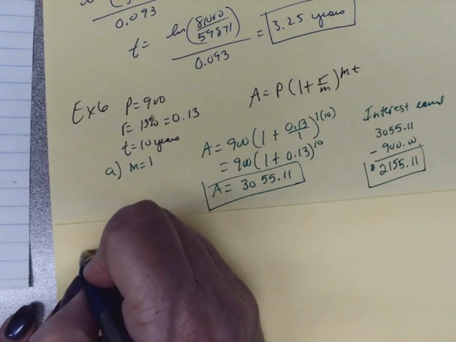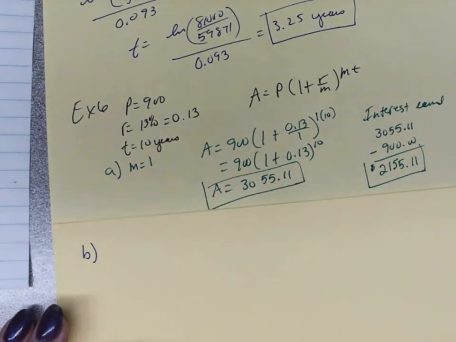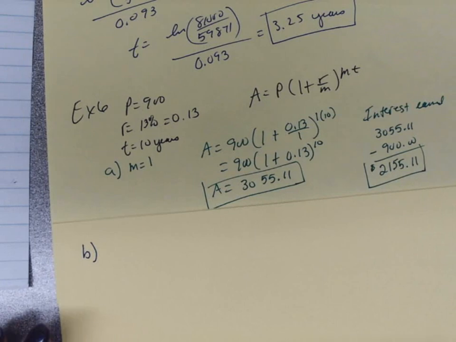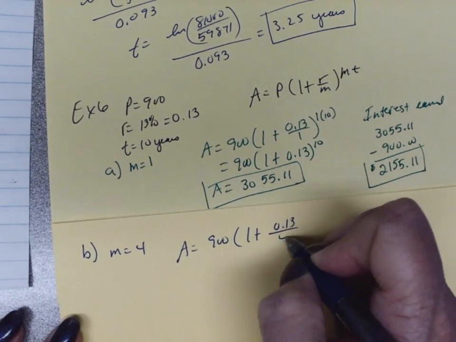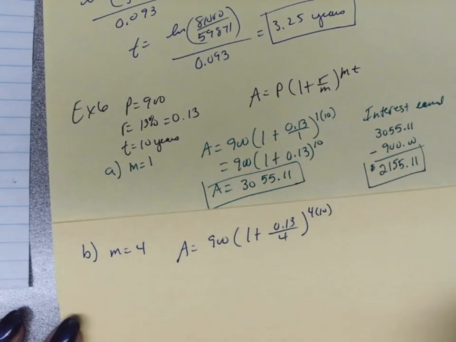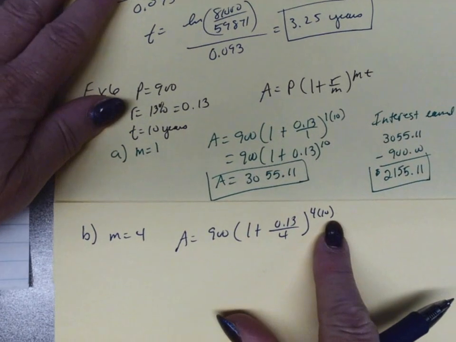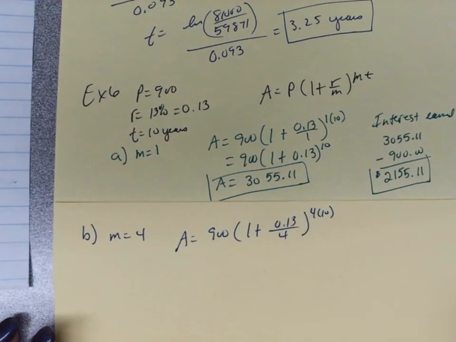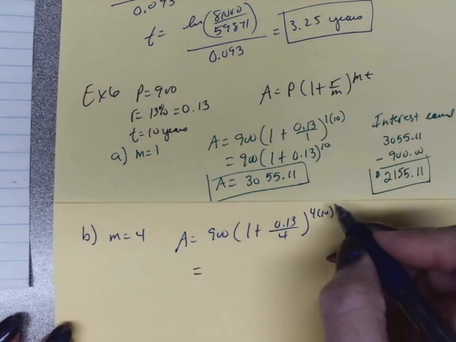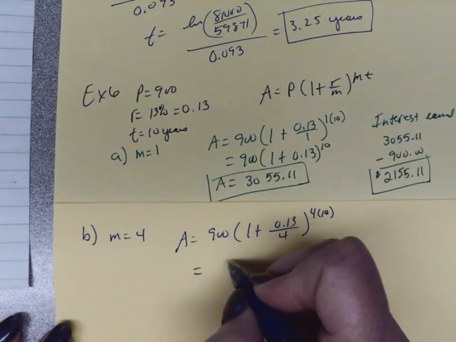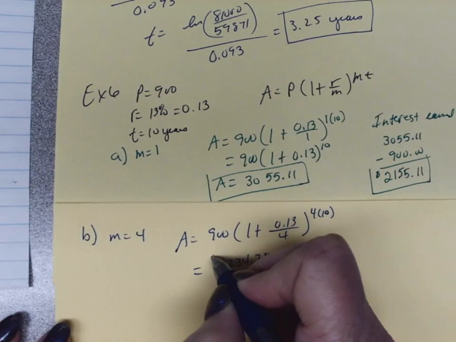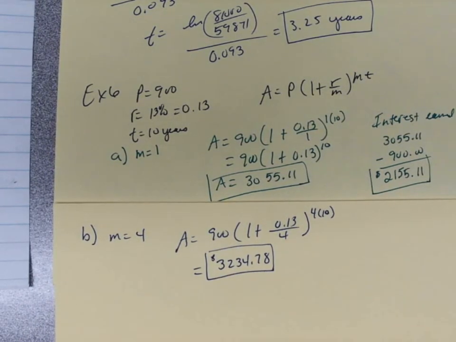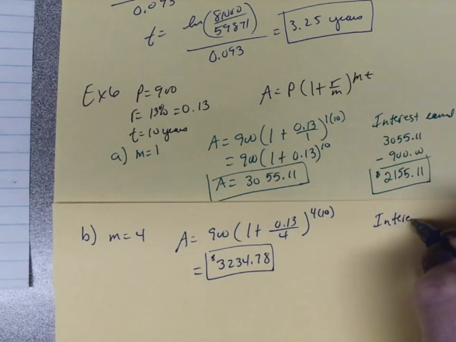For part B, we're still using the same values, except it said that it was quarterly. So quarterly means our M will be equal to 4. So we're going to have A equals 900 times 1 plus 0.13 divided by 4 raised to the 4 times 10. Again, if you want to put this in your calculator as 40 instead of 4 times 10, you can certainly do that. That's an easy multiplication, and sometimes it makes it easier to put in the calculator. But when you put it in, you will get 3,234.78. So that is how much is in our account.